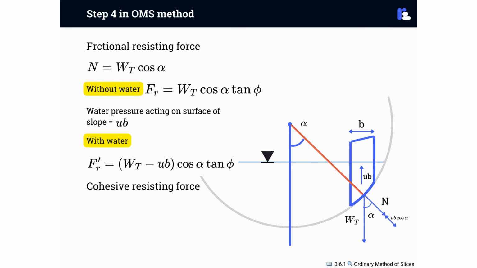For the cohesive resisting force, the calculation is more straightforward. It is simply the product of the soil's cohesion C and the length of the slice base L. This force remains constant regardless of the presence of water.